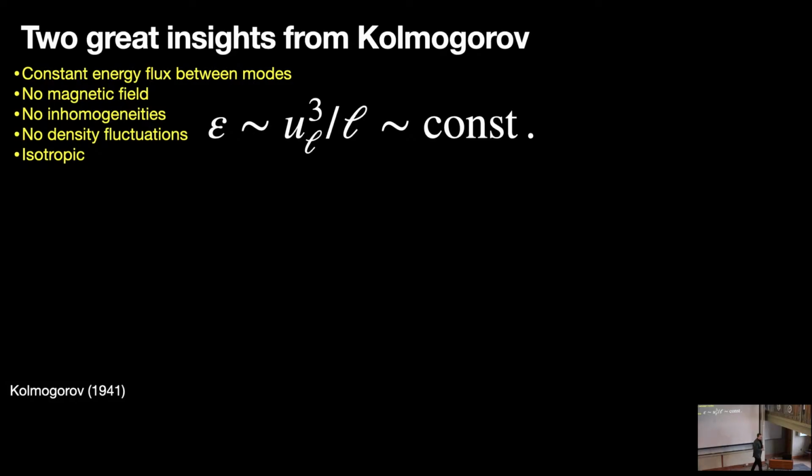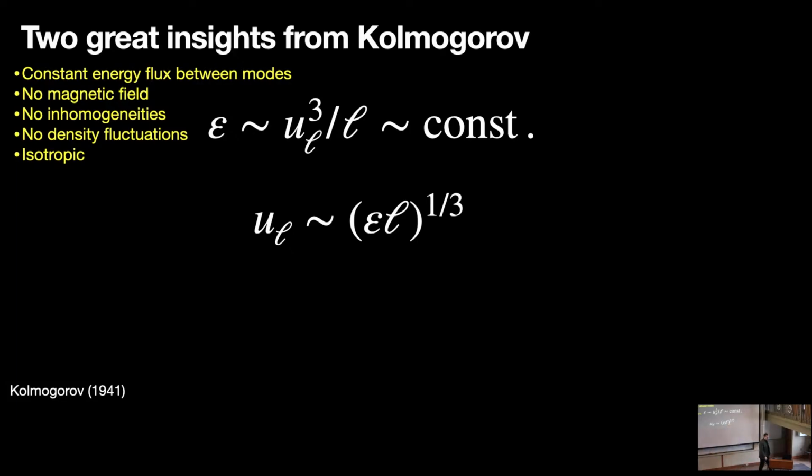He didn't consider magnetic fields, boo, and there was no background density inhomogeneities, so this is an incompressible kind of idea. And also the statistics are isotropic, so if you're looking through any line of sight around in k space or in L, everything looks exactly the same. Now you can just rearrange this constancy in energy flux directly into a relationship between the velocity dispersion on length scale L and the L itself, and it just looks like L^(1/3).